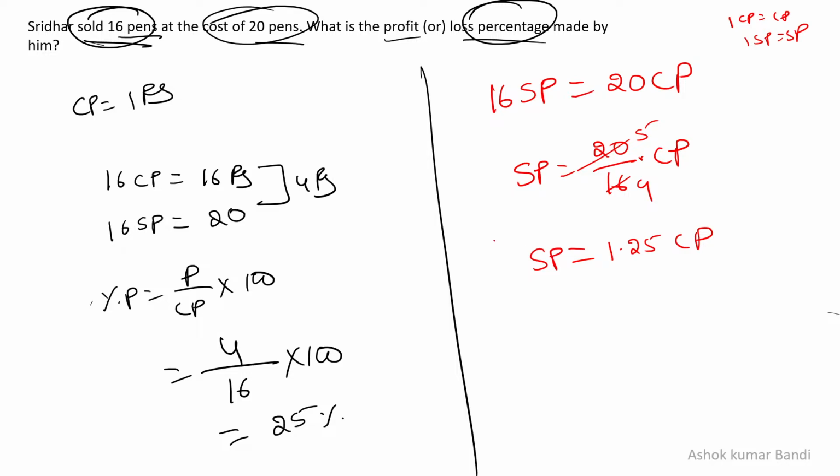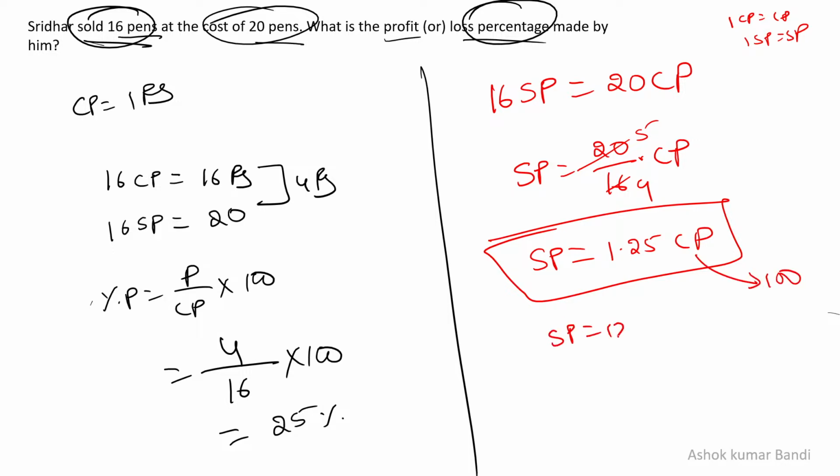So SP is more than CP, we can say this one. So that's a profit. Now in order to find out the profit percentage, replace CP with 100. Then SP is going to be 125. That means if you are buying for 100, you are selling it for 125. So there is a profit of 25%.